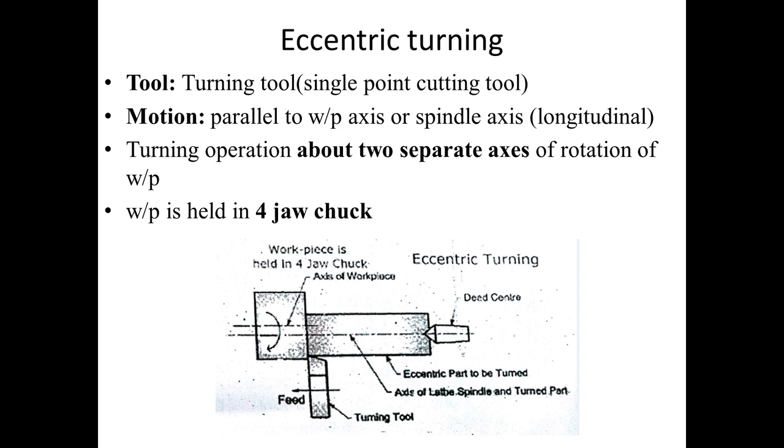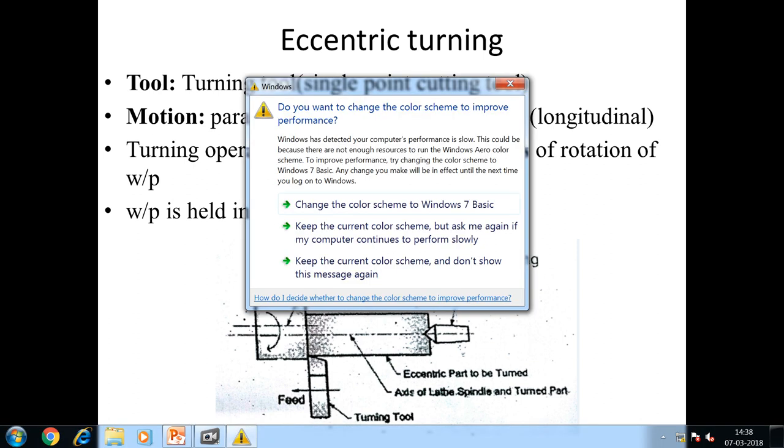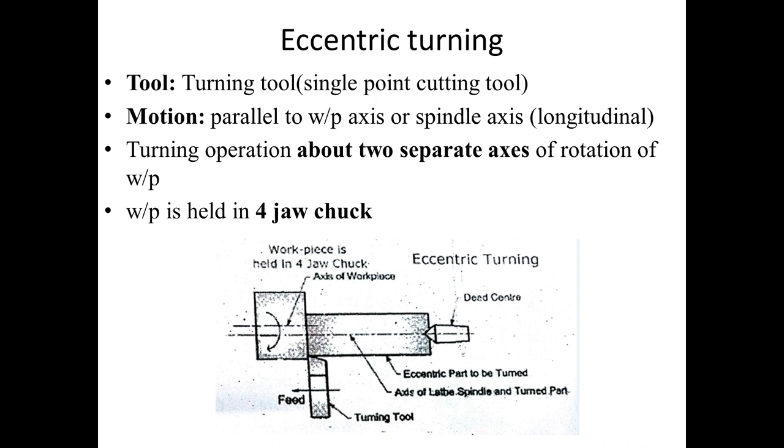Next, eccentric turning, again slight change with the basic functions of turning operation. Here again we use a single point cutting tool, everything is same, the difference is motion of cutting tool is again parallel longitudinal. In case of the eccentric turning operation, two separate axes or rotations of workpiece are used. So here you can observe the axis of workpiece and the axis of chuck, that is, we can see the machine axis, it is different. There is an eccentric difference between the two axes, that of course is possible only when we have a four-jaw chuck. So for eccentric turning, when the axis is not constant, not same, not collinear, we use a four-jaw chuck to have two different axes for workpiece as well as jaw, or for machine.